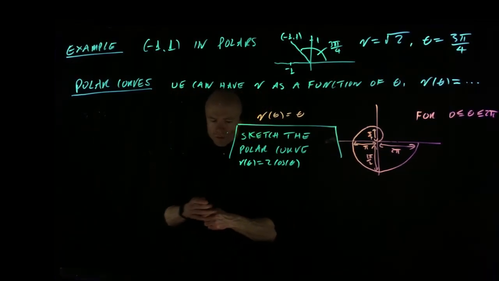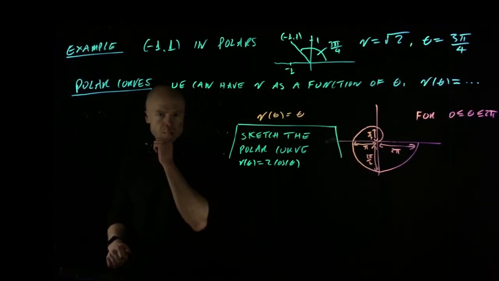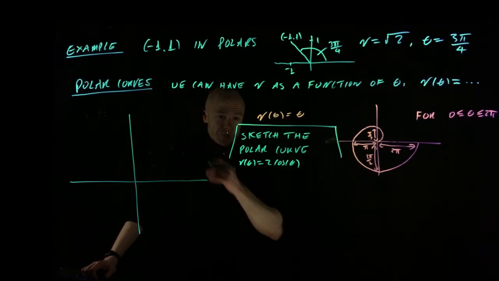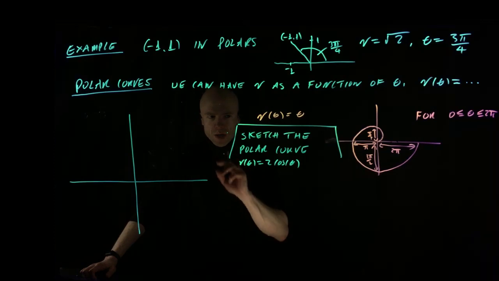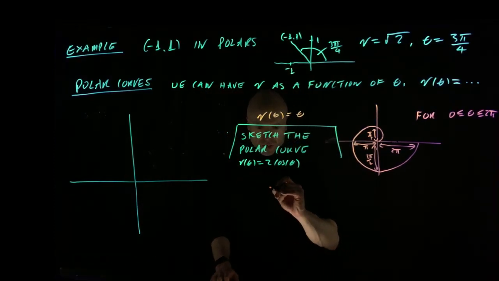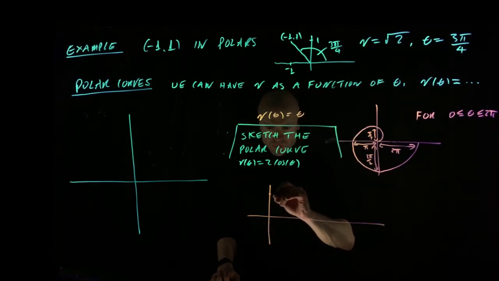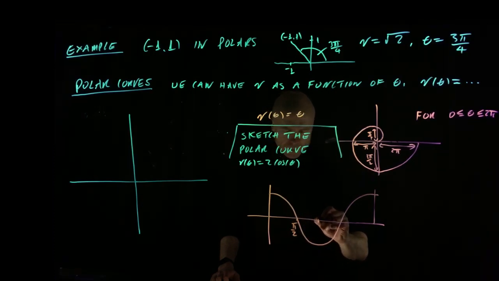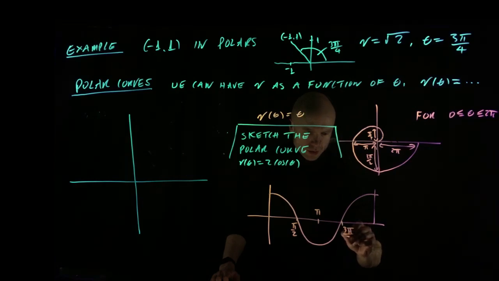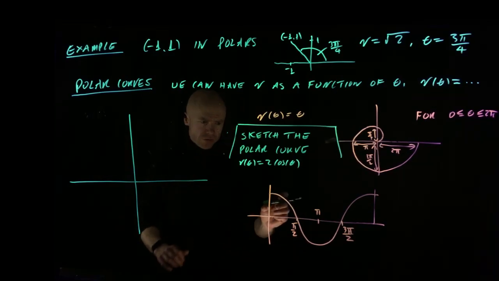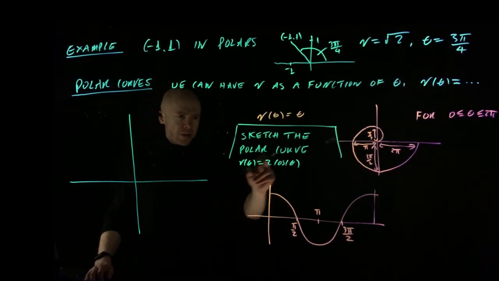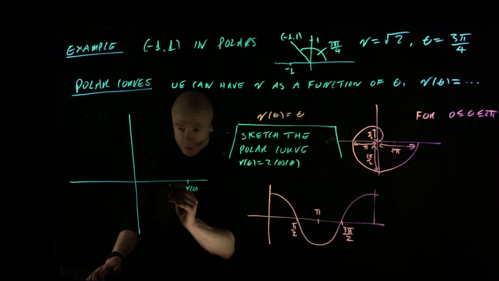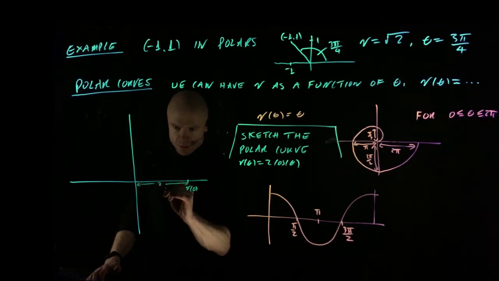Okay, so let's give ourselves some axes like this. And let's start. As we range theta from 0 to pi over 2, let's see what's happening. It's helpful to have a graph of cosine too, so let's put the graph of cosine up. So cosine looks like this. This is pi over 2, this is pi, and this is 3 pi over 2. Okay, so as we range from 0 to pi over 2, which is this range of angles, we're starting off at 2 right here. So this is where we start. This is r of 0, and it's at 2.